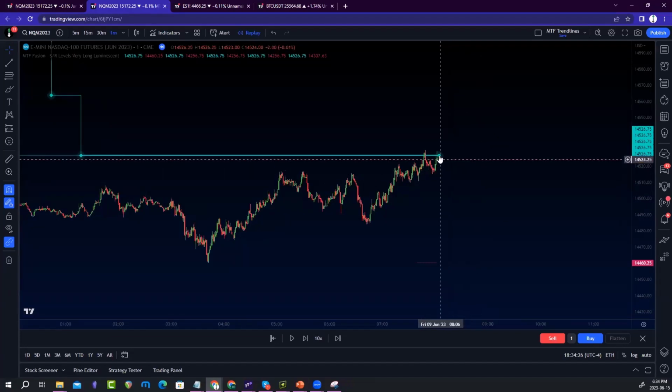So maybe if we're about to break this, we might enter long at some point here on a pullback and set this level, I know it's very far away, or maybe this level here as our stop loss. Or maybe we want to short, betting that we're not going to break that, and use something like this level as our final target.